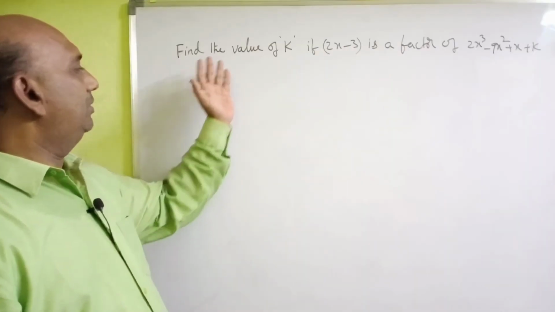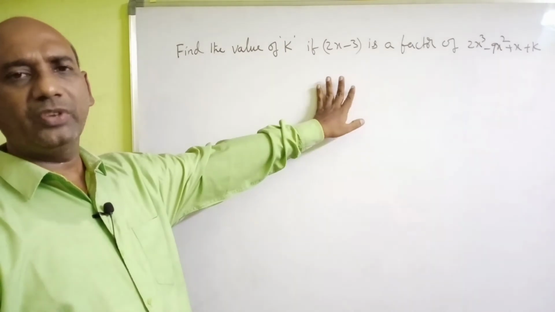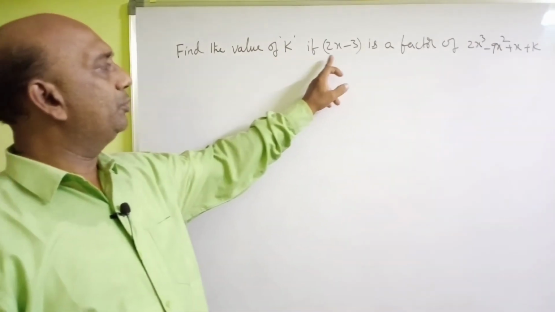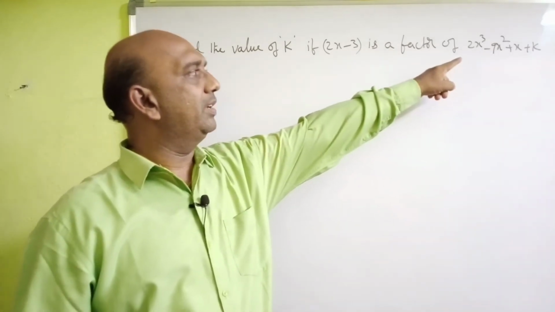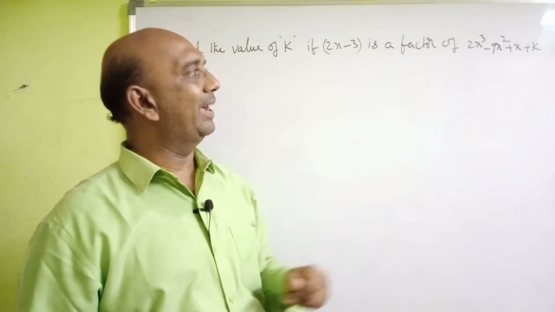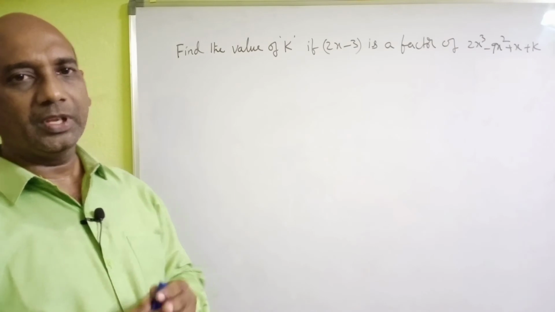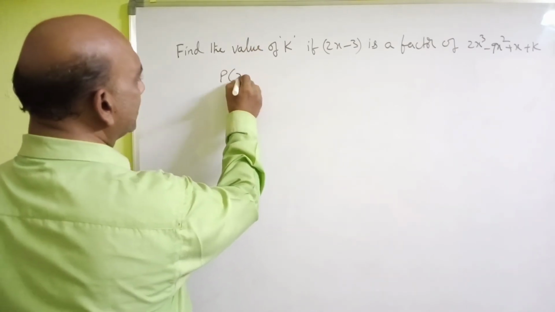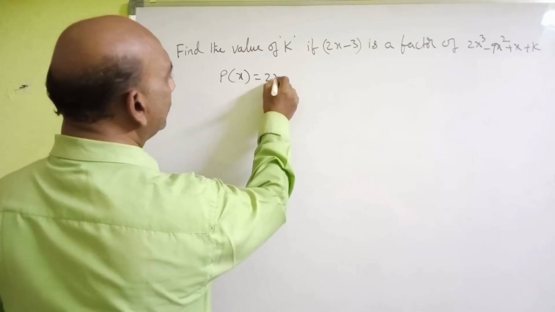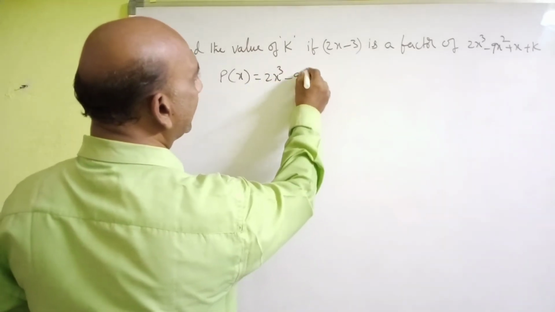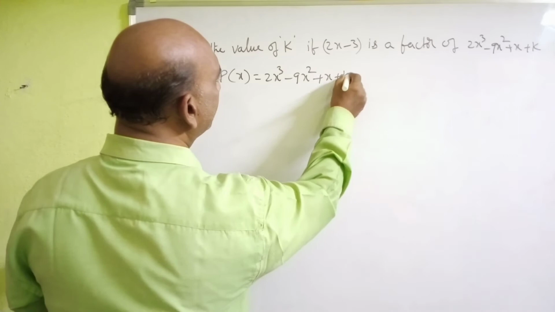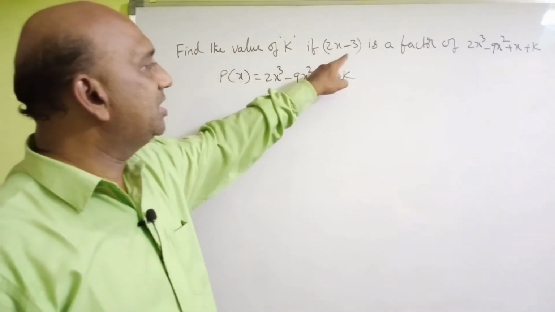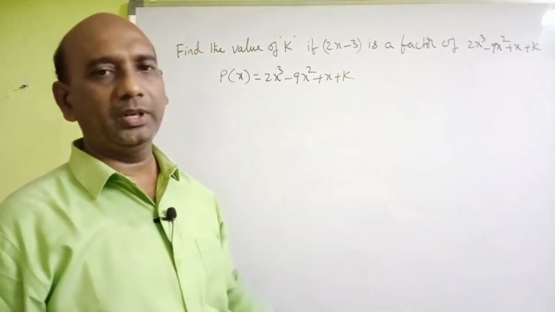Okay students, let us see another example which is very important. That is, find the value of k if 2x minus 3 is a factor of the given polynomial 2x cube minus 9x square plus x plus k. Denote the given polynomial as p of x, that is equal to 2x cube minus 9x square plus x plus k. Find the value of k if this is a factor of the given polynomial.